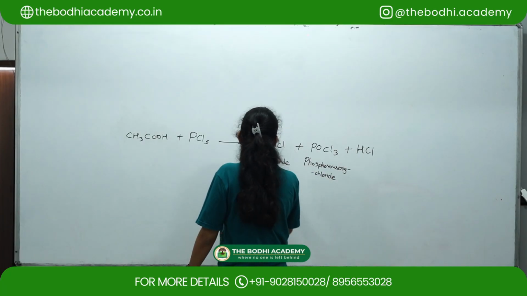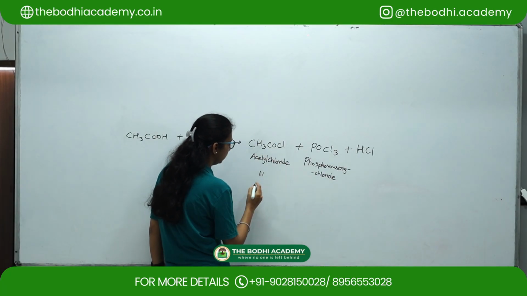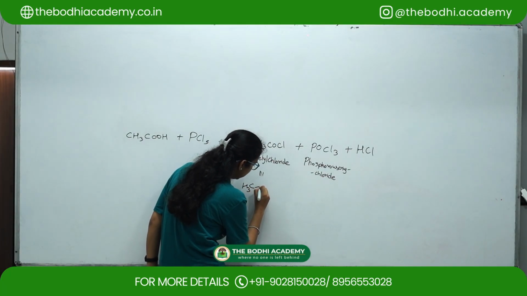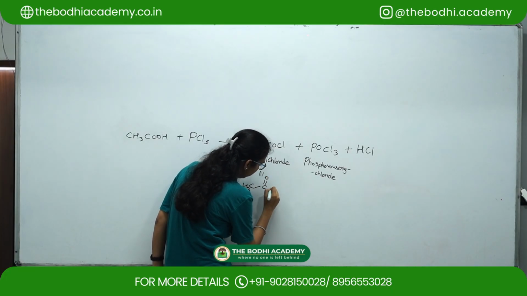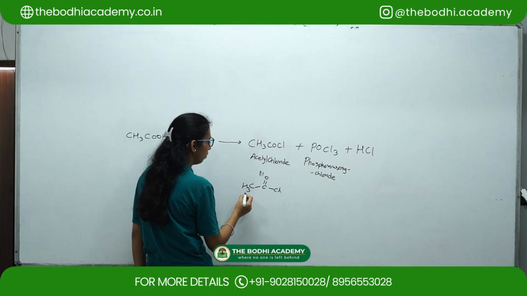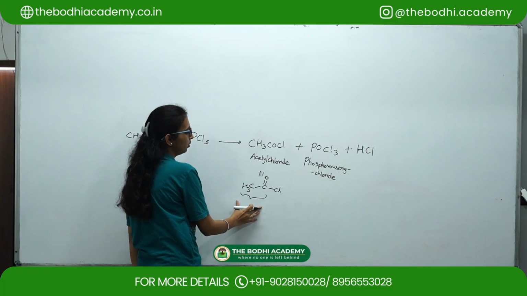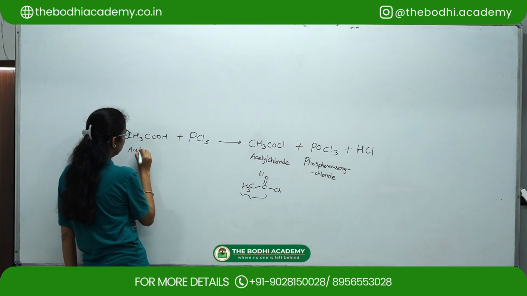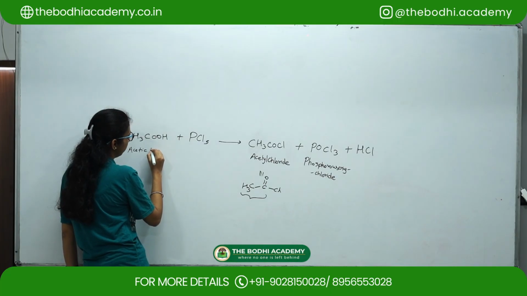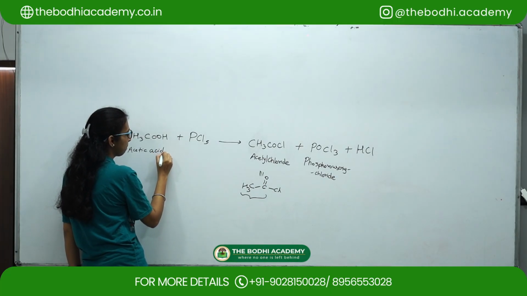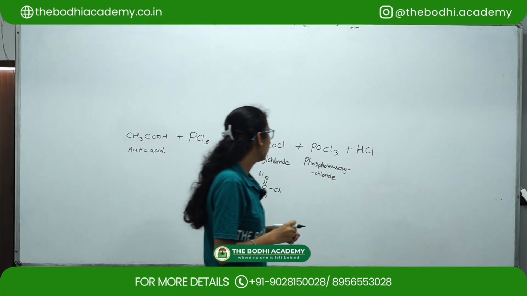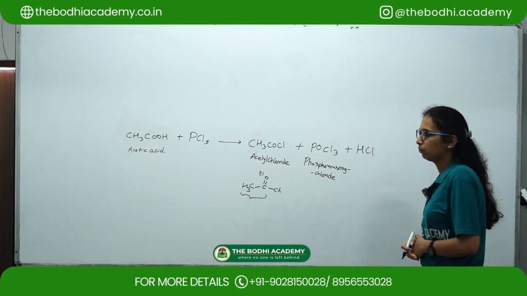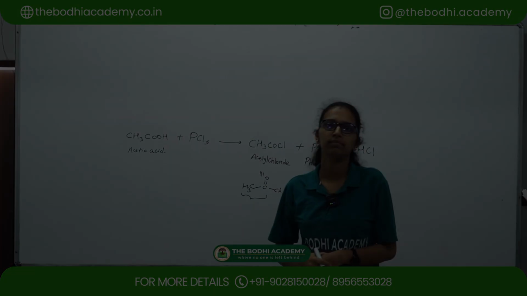How do you write this acetyl chloride? Sometimes students don't understand. CH3COCl, CH3C double bond O and Cl. This group is called your acetyl group. This is phosphorus pentachloride. This is acetic acid. This is the common name of this molecule. So this is the reaction which was supposed to be solved.